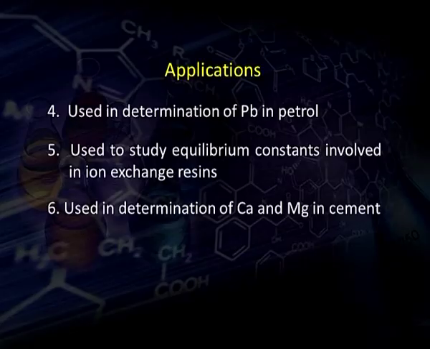Flame photometry is also used in the determination of lead in petrol. Another use of flame photometry is to study the equilibrium constant involved in ion exchange resins. Flame photometry is further used in determination of calcium and magnesium, these are the alkaline earth metals, in cement. So, these were the applications.